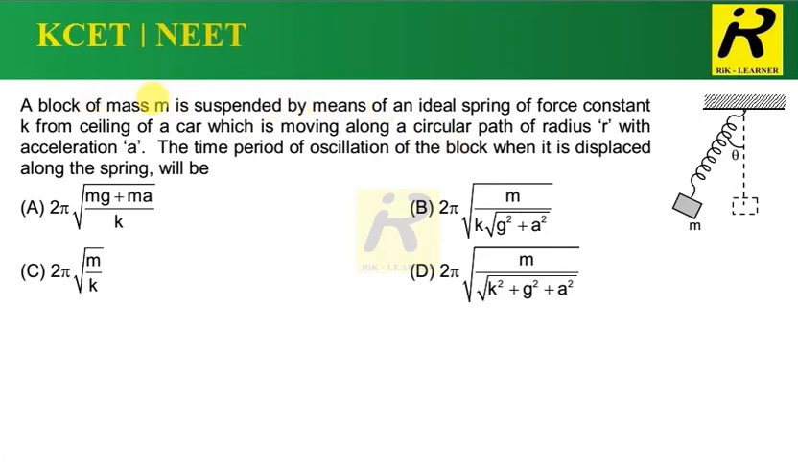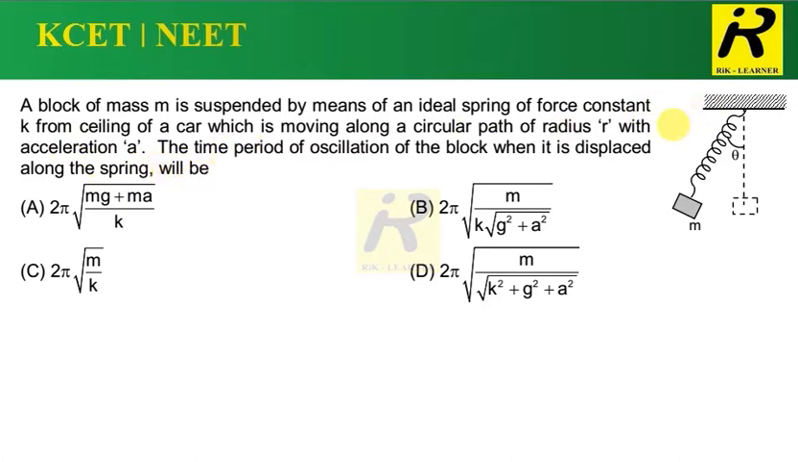A block of mass m is suspended by means of an ideal spring of force constant k from the ceiling of a car which is moving along a circular path of radius r with acceleration a. The time period of oscillation of the block when it is displaced along the spring will be.